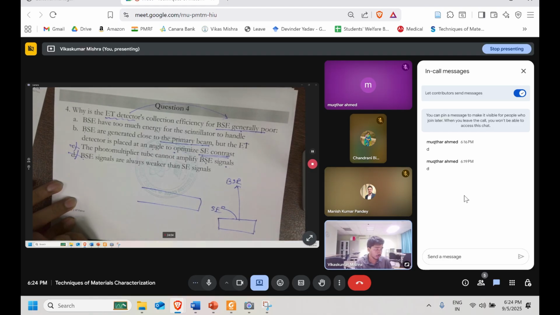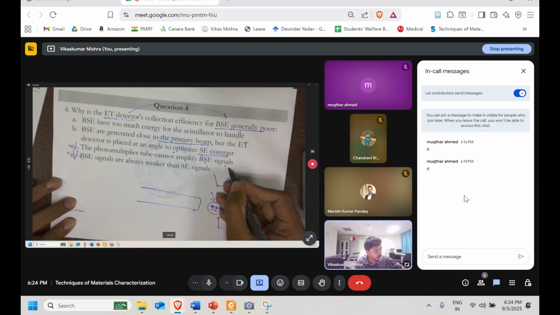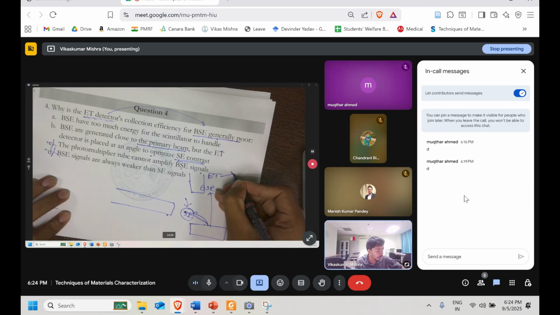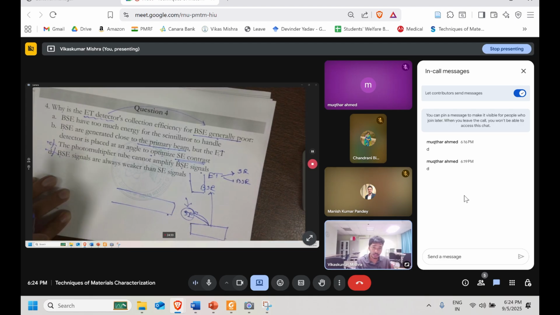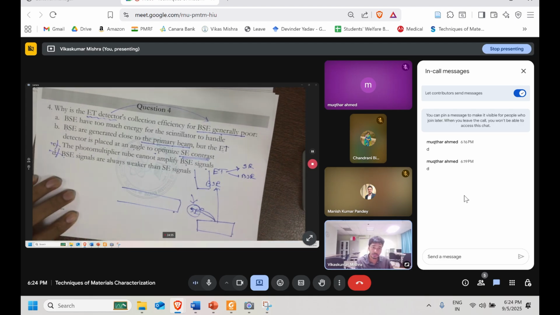BSE signal. Some BSE signal can also go over here. Why are we not keeping it over here? We are keeping it at an angle so that we can get the SE electrons. If I place my ET detector somewhere over here, at a certain angle, what I will get is a mixed signal of BSE, SE and BSE. We won't be able to tell which one the contrast is coming from.